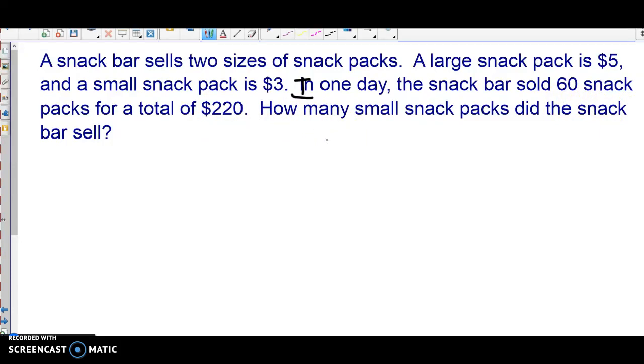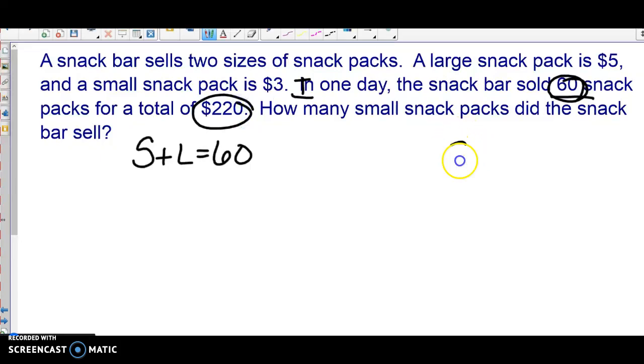So if I look, I know that the total number of snack bars was 60. So that means the small plus the large equals 60. You look for your totals for these, okay? The second total they give you is $220. Well, how did we get $220? Well, we sold smalls and larges. Well, how much were they? The small was $3, and we got $5 for every large.